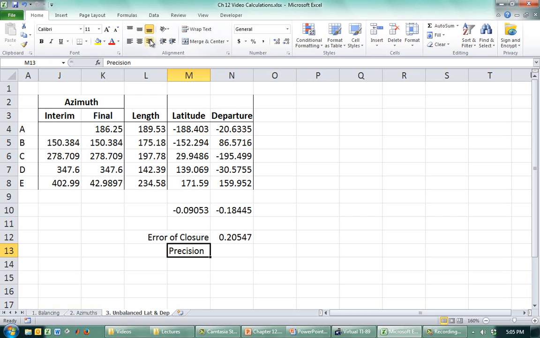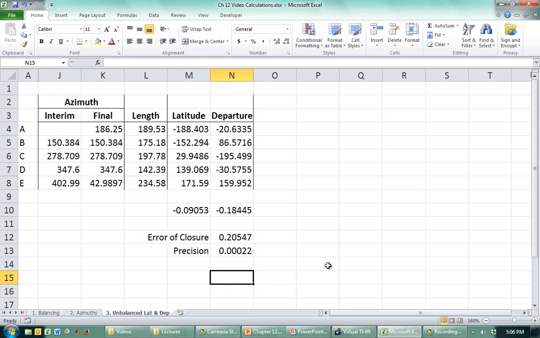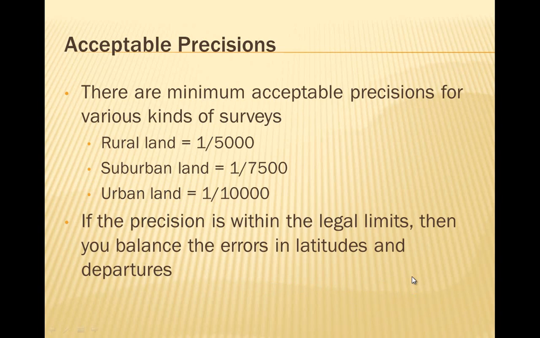and I'm going to do that too. The precision is given by the error divided by the total length. So the total length is the sum of all these guys, and so that gives us a very, very small precision. There are some things you need to know about precision. So there are minimum acceptable precisions for different types of surveys. So rural land is like 1 in 5,000, 1 in 7,500, or 1 in 10,000.